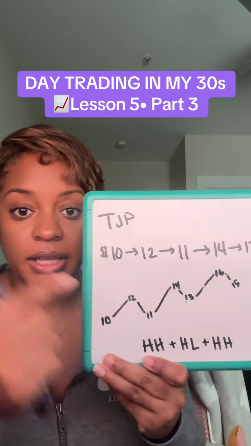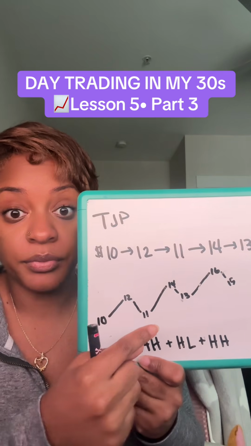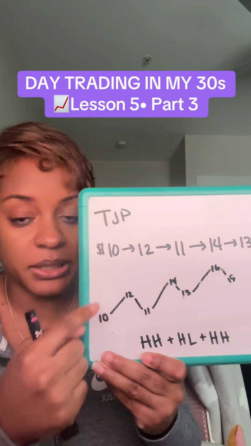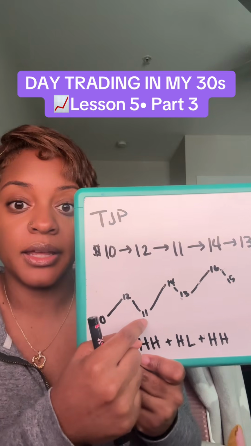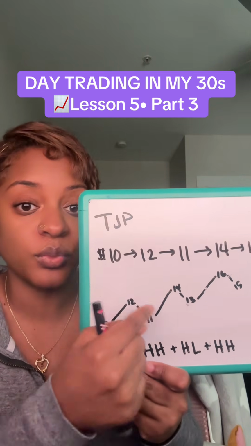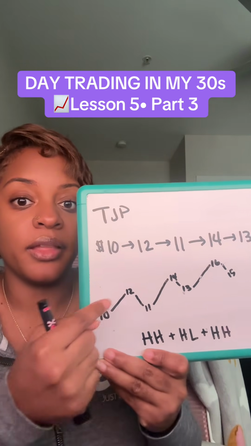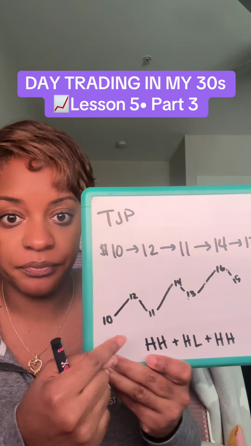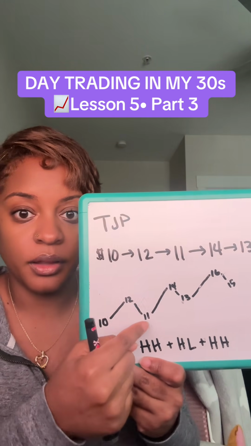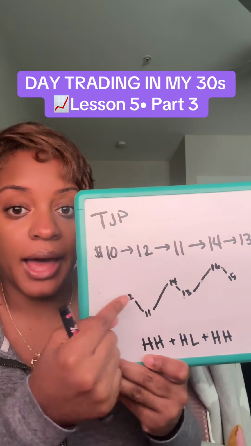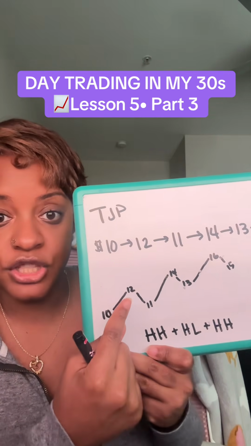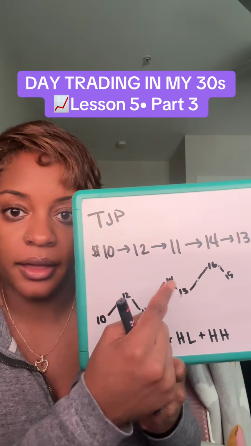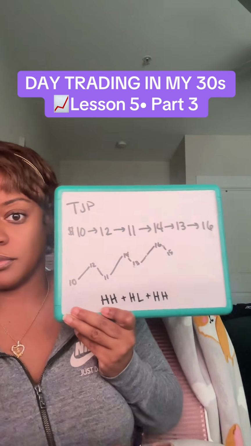Then 11 is also a swing low, but our first swing low was 10, and 11 is higher than 10, so that makes 11 a higher low because it's still a swing low. It's a higher swing low than the swing low of 10. So it's a higher low. But 12 is a swing high, and then our next swing high is 14, but 14 is greater than 12, so that makes 14 a higher high, and so forth. And higher highs plus higher lows equals an uptrend.